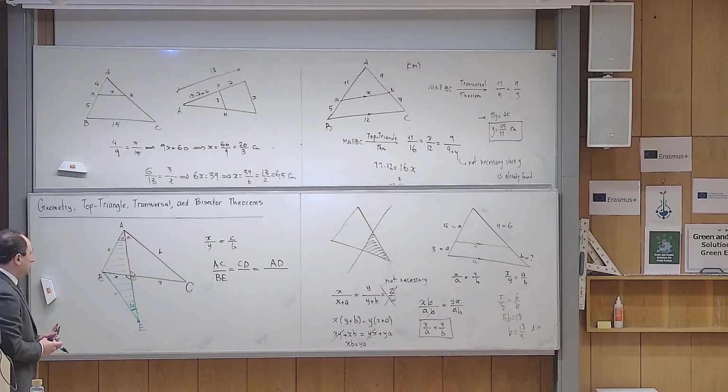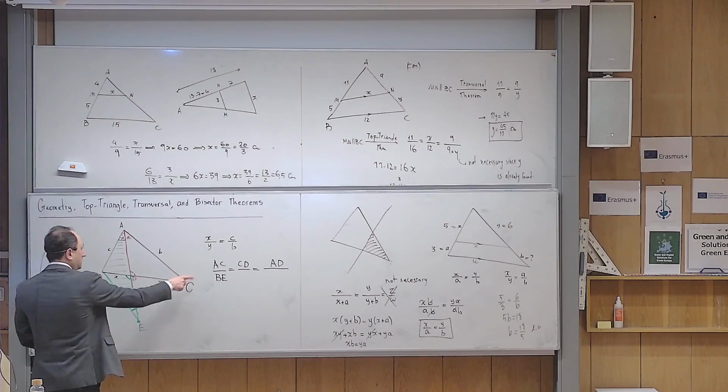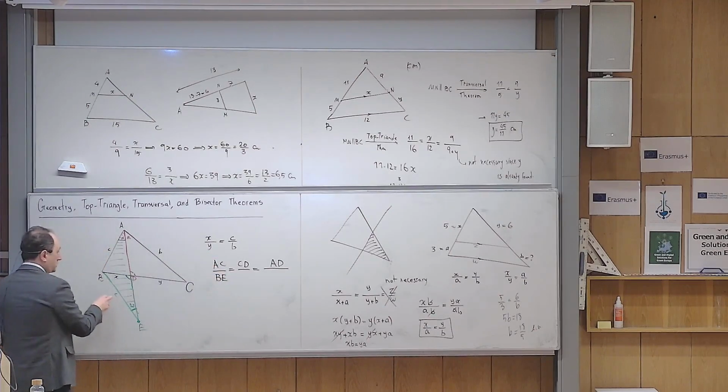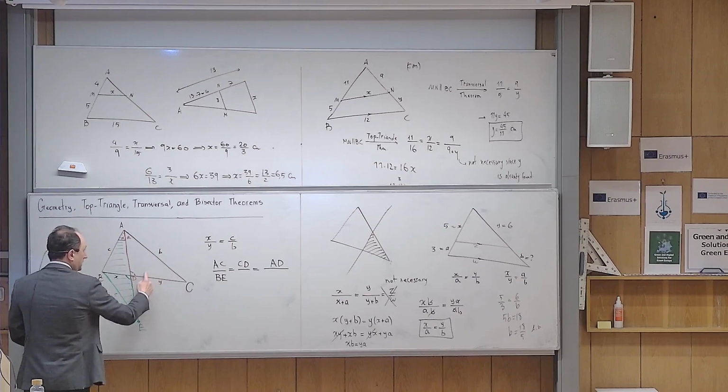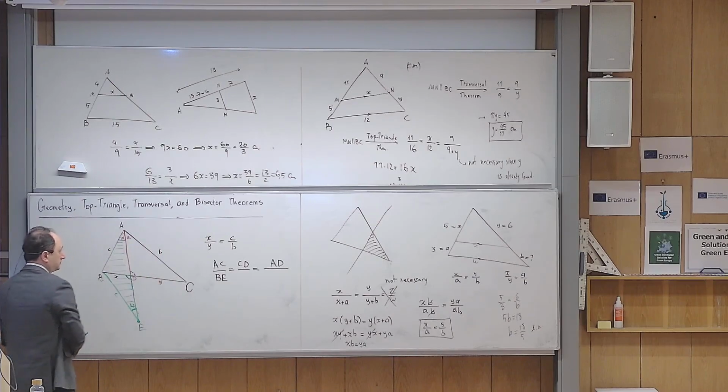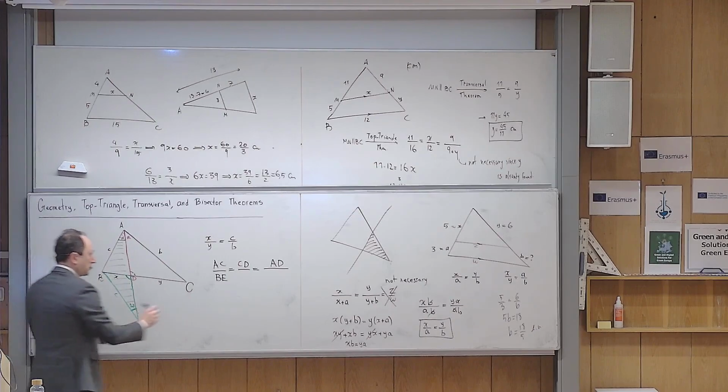Okay, tell me, if I write CD here, what should I write below it from these three? BD. Why? Because CD is opposite to alpha. Opposite to alpha here is BD. So I would write BD.